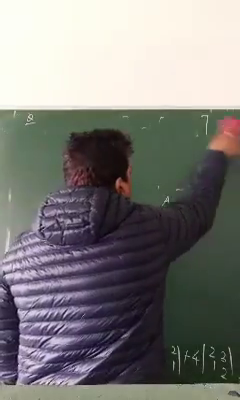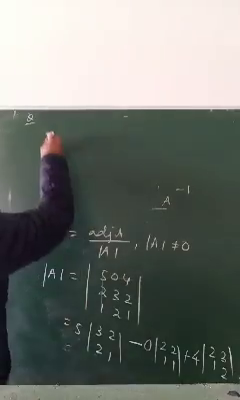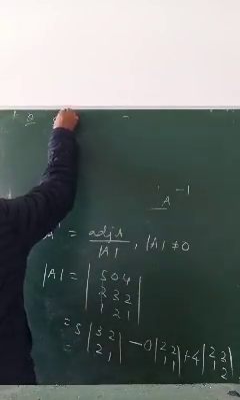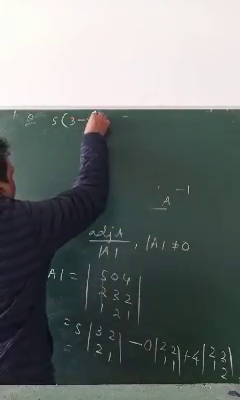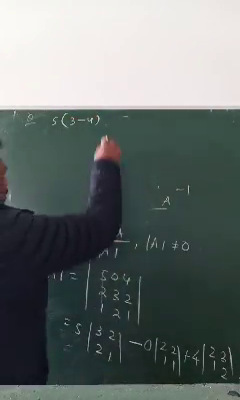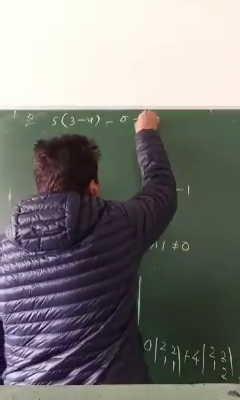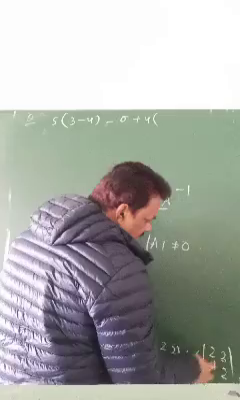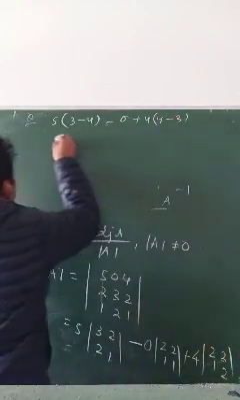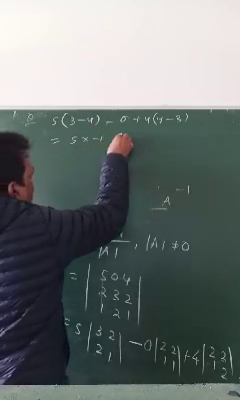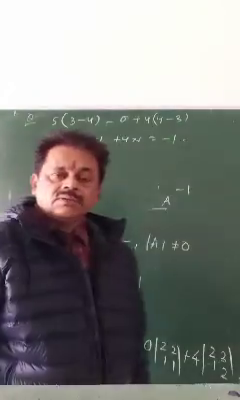Let me drop this for the time being. So what is the answer? 5 times 3 minus 4, minus 0 into any number is 0, plus 4 times 4 minus 3, this minus this. So 5 into minus 1 plus 4 into 1, that is minus 1.